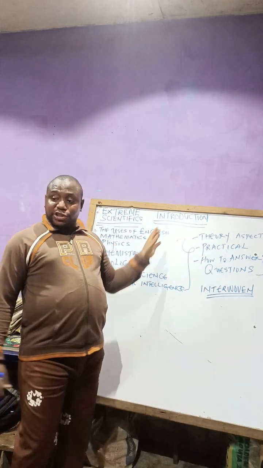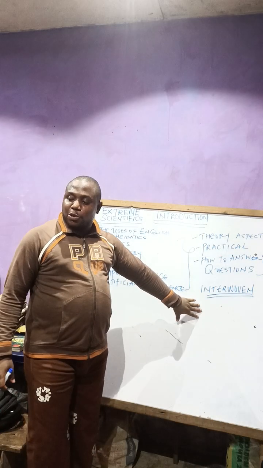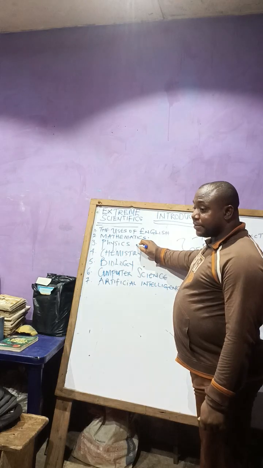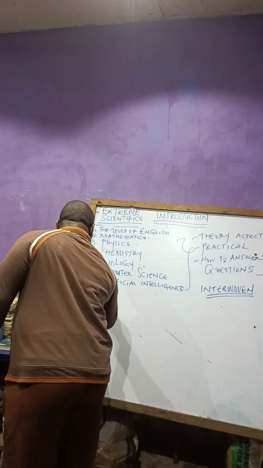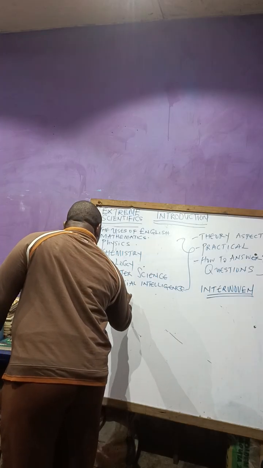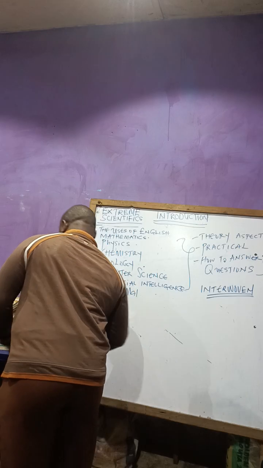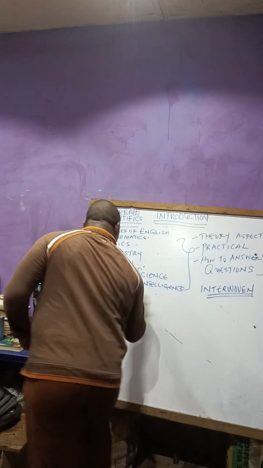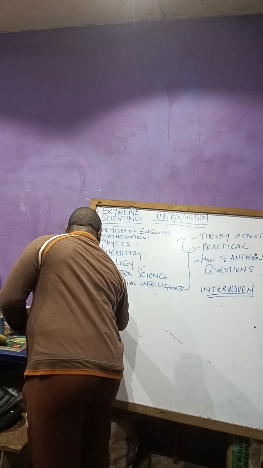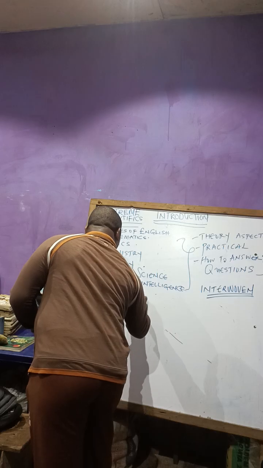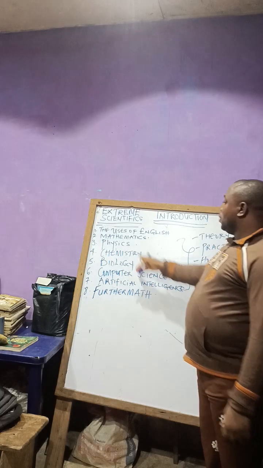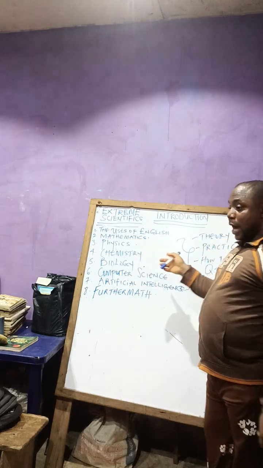Not today. I'm introducing these subjects to you. When I say something is interwoven, it means that there are some elements of mathematics we are going to see in physics. There's also a subject I've not put there, that's further mathematics. You need it. Which we call further maths. So there's elements of mathematics and further mathematics which you will see in physics.